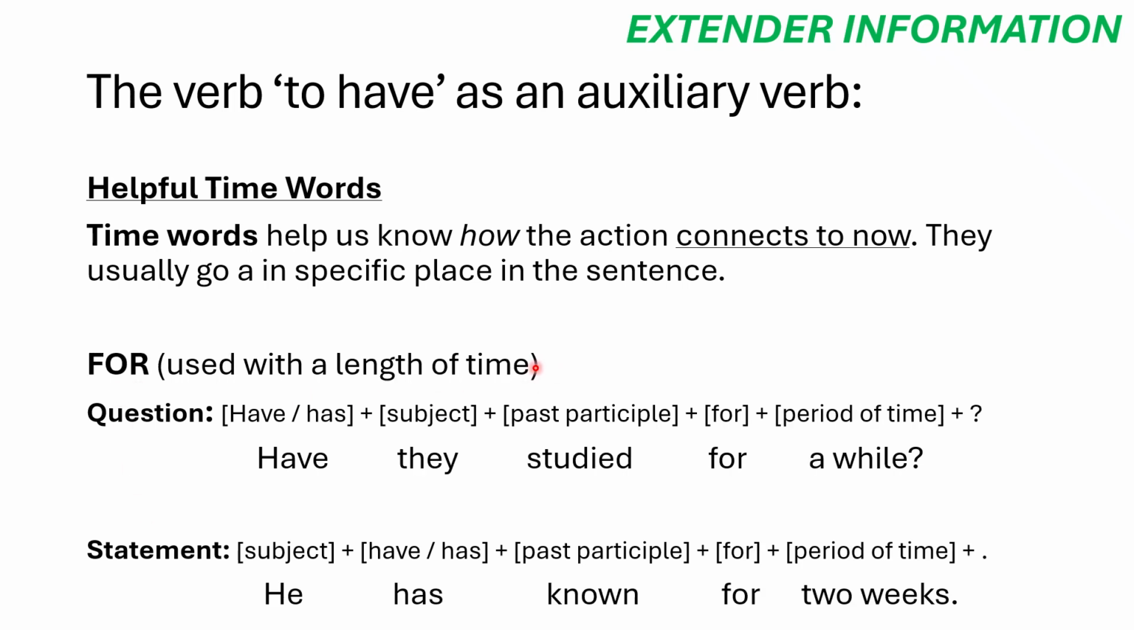For is used with a length of time. In a question, have or has plus subject plus past participle plus for plus a period of time. For example, have they studied for a while? In a statement, subject plus have or has plus past participle plus for plus a period of time. For example, he has known for 2 weeks. For, in this context, means how long. A while means for some time, but not a specific time.